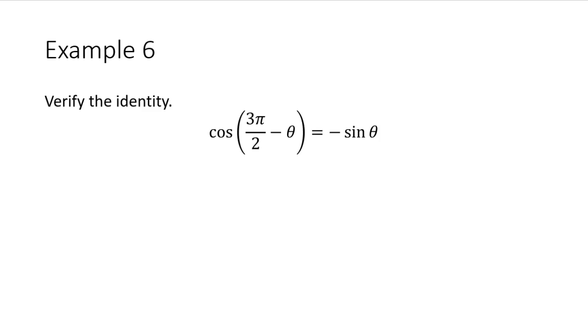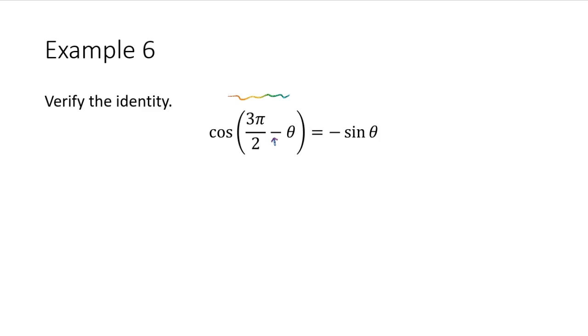Example 6, verify the identity. The cosine of 3 pi over 2 minus theta is equal to negative sine theta. Now this is not as bad as it looks here. We're going to take one side, because this is how we do identities, and try and make it look like the other one. And I would totally work on the left side here because there's more stuff over here to work with. And it's easier to take a lot and simplify it down into one thing than it is to take the one thing over here and blow it up or expand it so that it looks like what's going on over here.